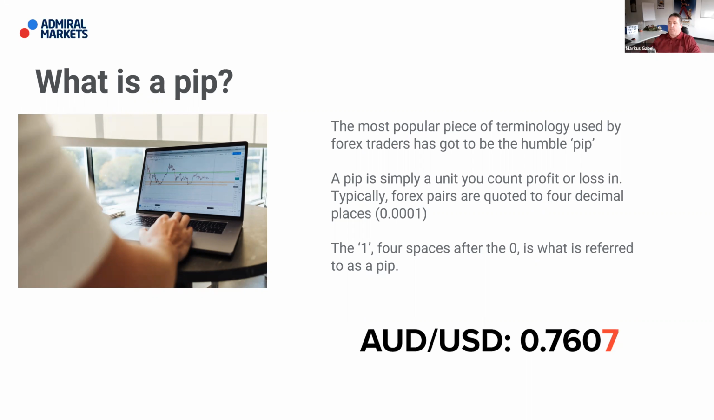What's the right word for pip? Fourth decimal point? Unfortunately, no. Percentage in point? Unfortunately, no. It's wrong. Sorry, don't take it personally. Of course not, it's not right. The last decimal point? No. What is the real, literal meaning of pip? Last decimal point when it's moved? No, it's not. What is the literal wording of pip? Point in percentage? Unfortunately, no.